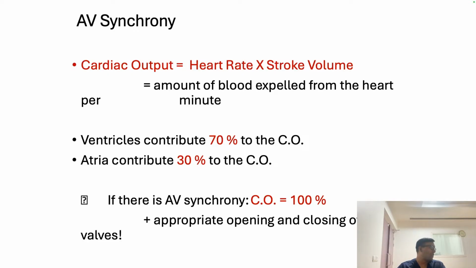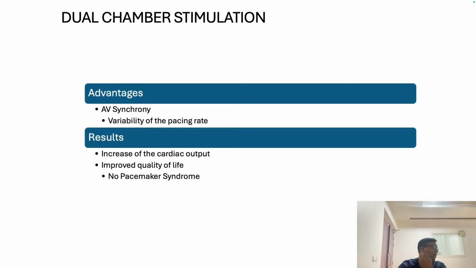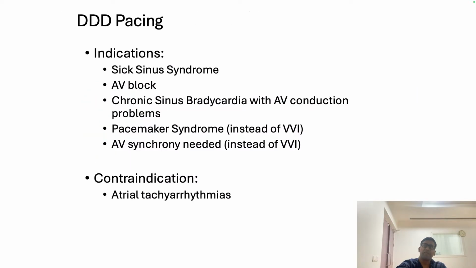In that scenario, the patient should be given the choice to go for device upgradation. We call this pacemaker syndrome. The amount of blood which has to be ejected forward is being ejected backward due to the dyssynchrony. So in complete heart block, if you are putting in a single chamber pacemaker, the chances of developing pacemaker syndrome will be high because AV synchrony is compromised.